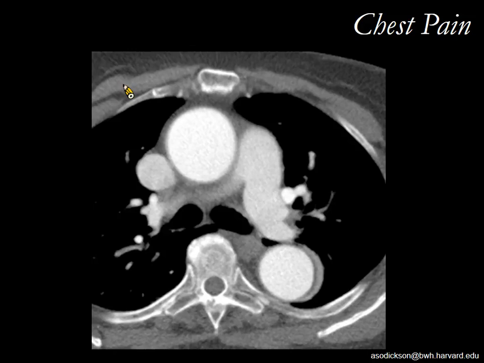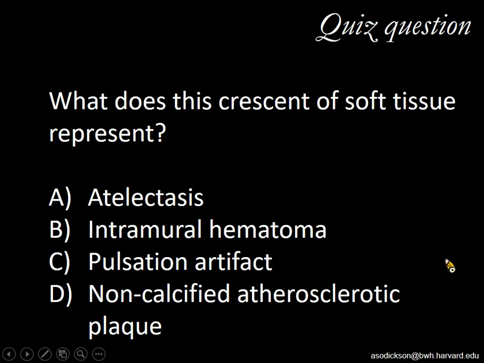Please vote. What is this? So you see here we have some crescentic soft tissue attenuation along the wall of the aorta. What is it? Atelectasis, intramural hematoma, pulsation artifact, non-calcified atherosclerotic plaque.